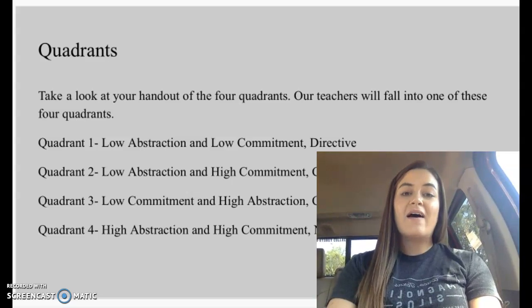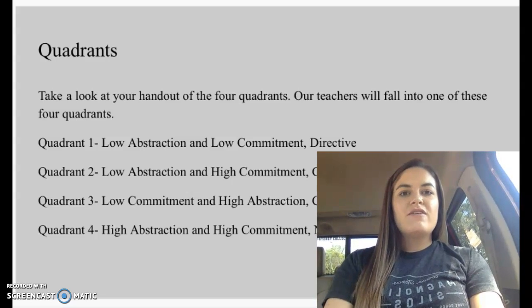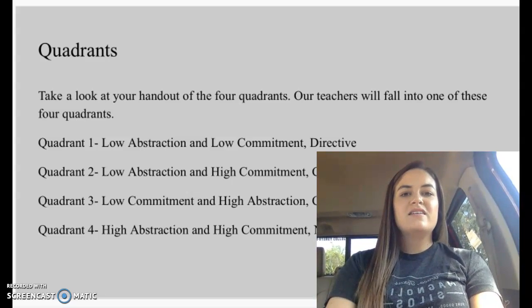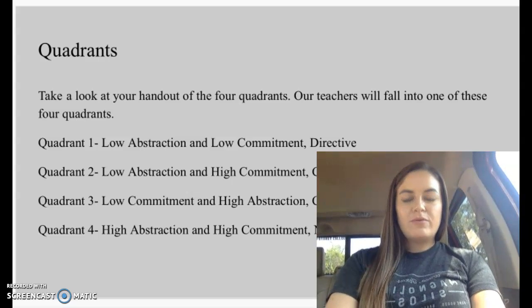You might need to point out what you would like to see improved upon, but they will take that initiative and run with it and come up with ideas on how they can do that. So that is your collaborative approach.